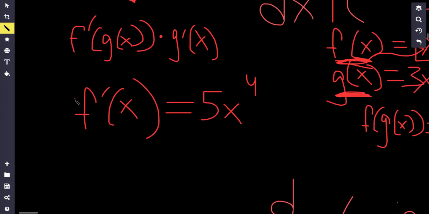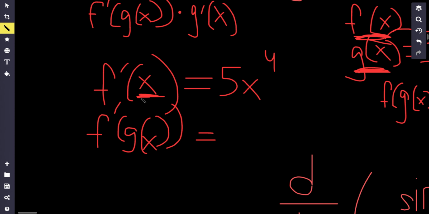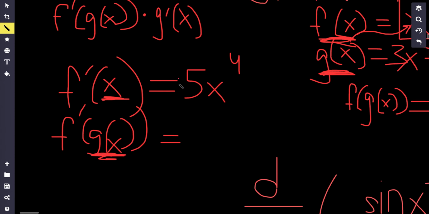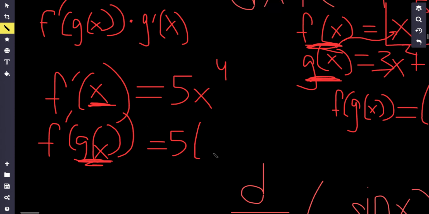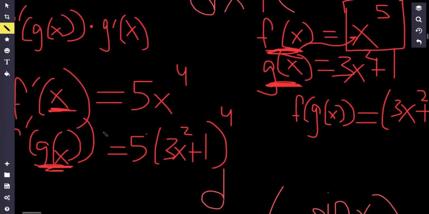Now, if we know that f prime of x, or the derivative of f of x, is equal to 5x to the 4th power, then what's f prime of g of x? Well, everywhere you see an x, you just replace it with a g of x. So this is just going to be equal to 5 times, well, we know g of x is 3x squared plus 1, and all of this is going to be to the 4th power.